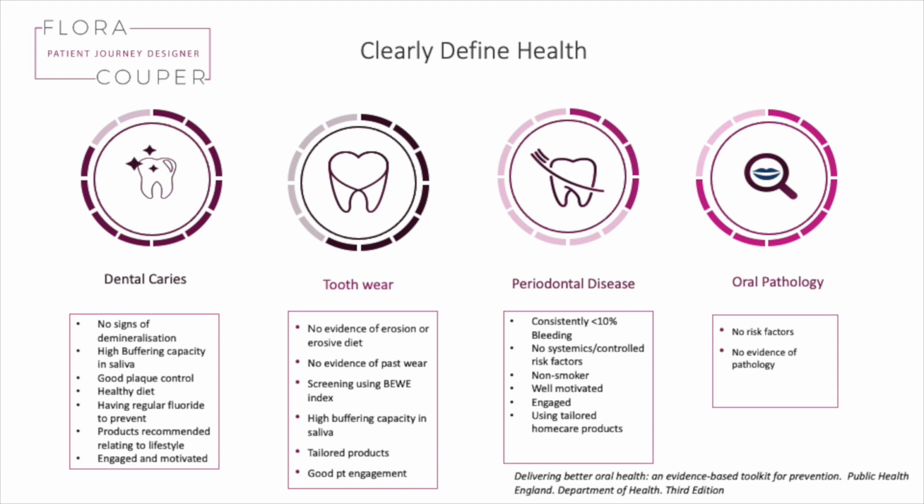And again, with periodontal health, consistently less than 10% bleeding, no systemic or uncontrolled risk factors, non-smoker, well motivated, engaged, and using tailored home care products. And finally, for oral pathology, no risk factors or no evidence of pathology.